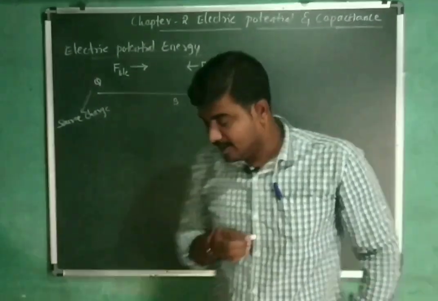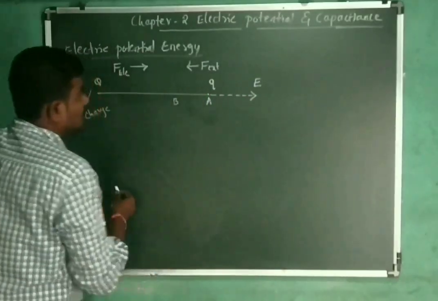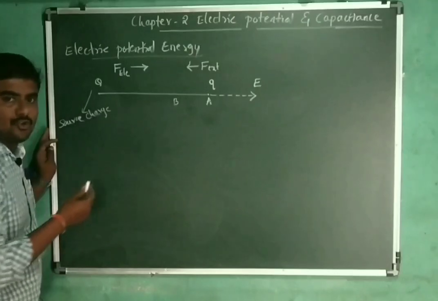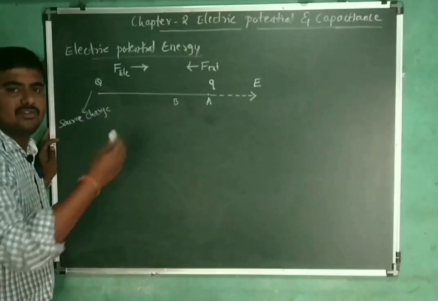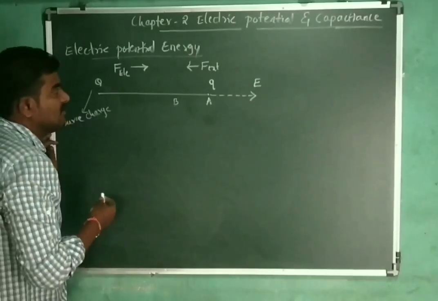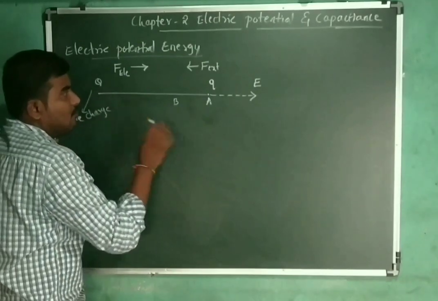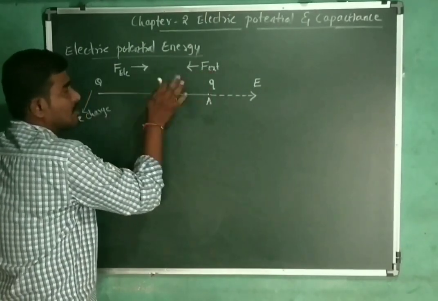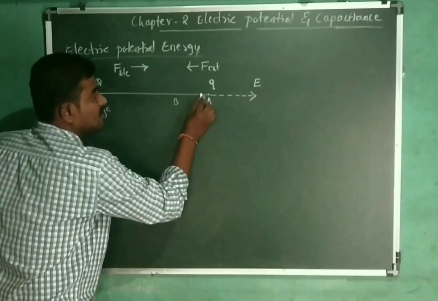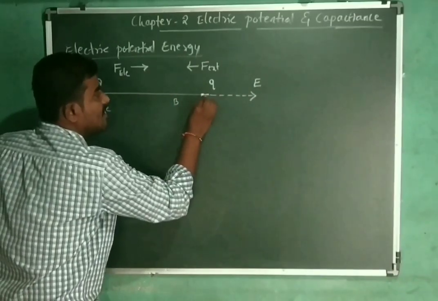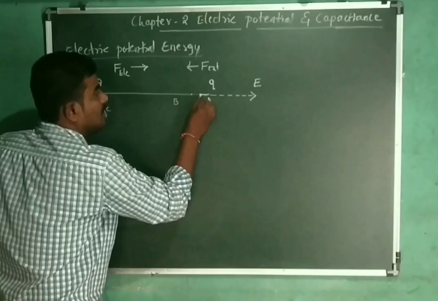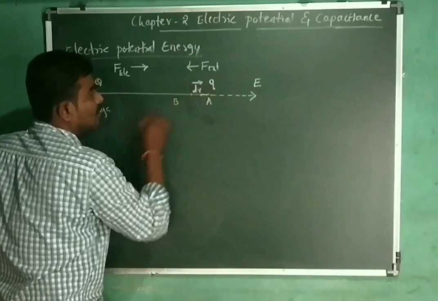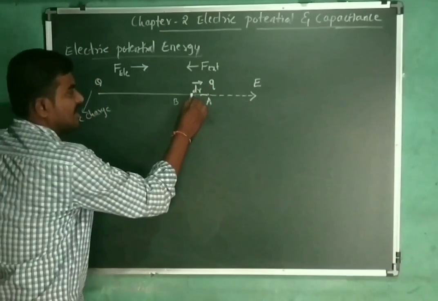As you know, this force depends on distance also. As distance changes, the force varies. Therefore for that also I have to keep the external force and the electric force balanced. Therefore I have to consider a very small distance. Let us consider a small distance dr. This is a very small displacement dr.